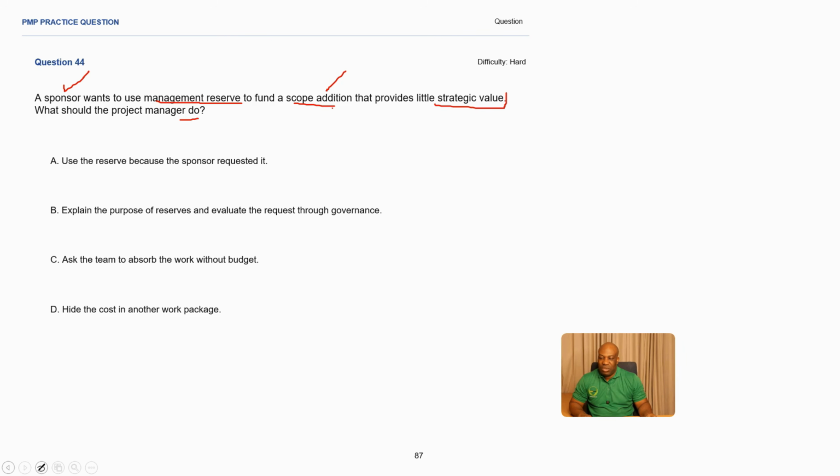So in this case, you don't start by just using the reserve. You need to get more information here, making this one incorrect. Explain the purpose of reserves and evaluate the request through governance. I like the way they evaluate.